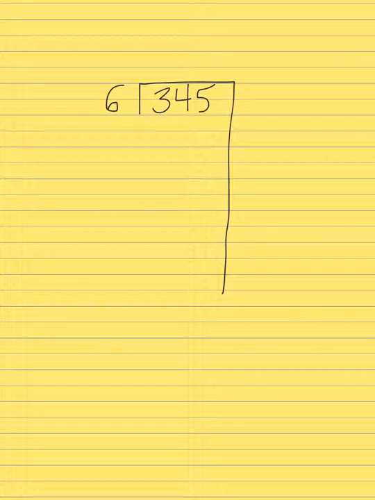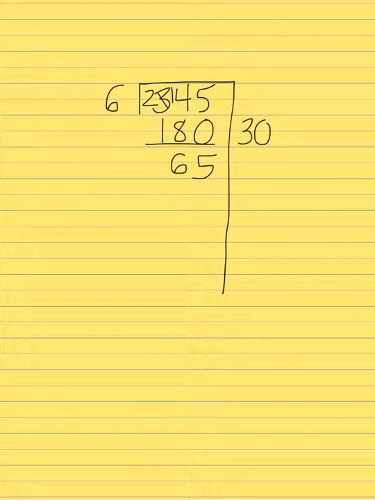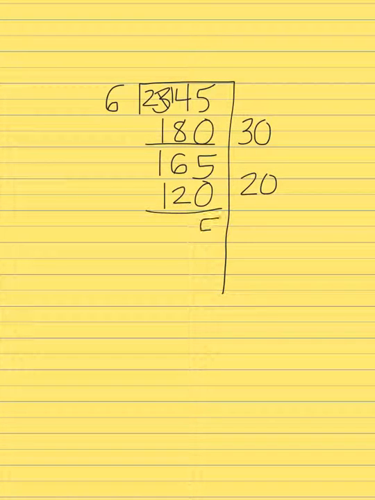In our final problem, we're going to divide 345 by 6. I just want to show you that it doesn't always have to be as close as possible. So say I start with 6 times 30, which is 180. So I subtract, and I have 165 remaining. So I know I can't do a 30, so I'm going to do a 20 this time. So 6 times 20 is 120. And I have 45 remaining.